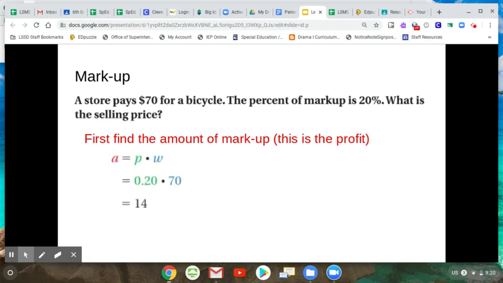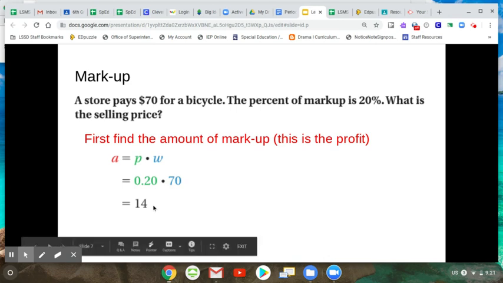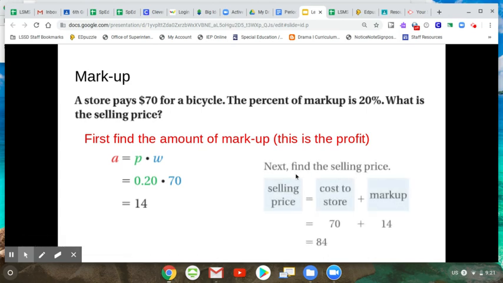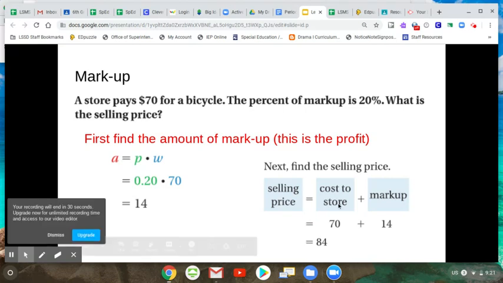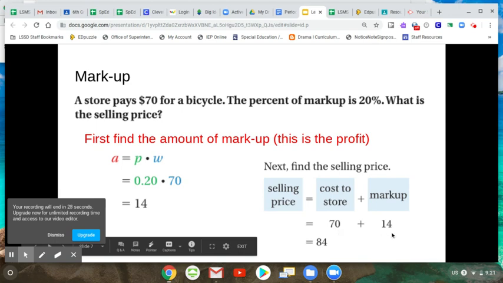We want to know the part. So we already have the whole, $70, and we already have what percent? 0.20. So I multiply that, and I get 14. So they're going to mark this bicycle up $14. So then, to find the selling price, I need to add the original, the amount the store paid, $70, to that markup, $14. And I end up with $84.